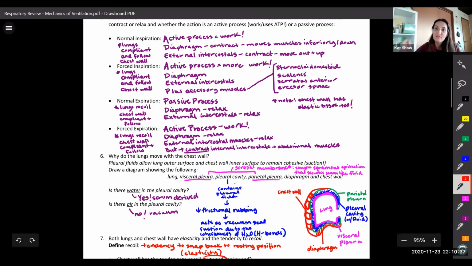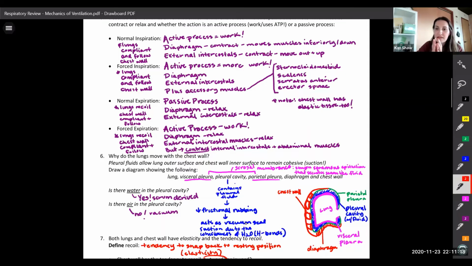And we say this then forms a vacuum seal between the outer wall of the lung and the inner wall of the chest cavity. It's meant to ensure that there's no frictional rubbing between the lung and the chest wall. It's one of its functions. But another very important function is this cohesiveness that occurs. Right? Like I said, I think of it as suction that occurs because of this vacuum seal.